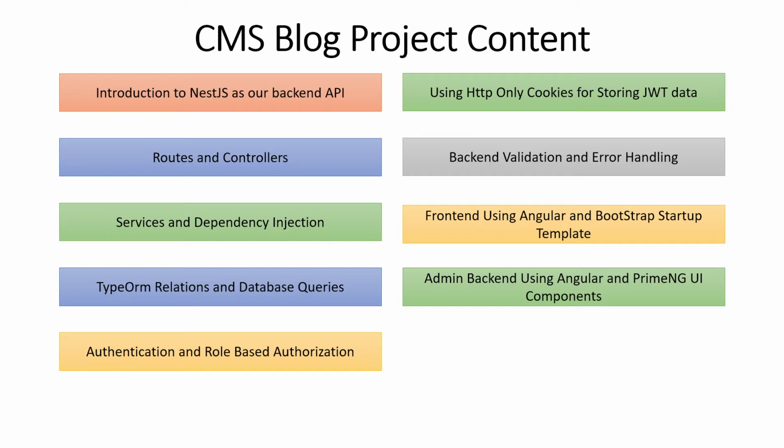Then we will look at authentication using JSON Web Tokens, and also we'll look at authorization based on roles, and we'll also look at the HTTP only cookies, where we will be storing our JWT data securely, right? So after that, we will also have a brief look at backend validation and error handling. So once that is done and our API is running, we'll move on to the front end.